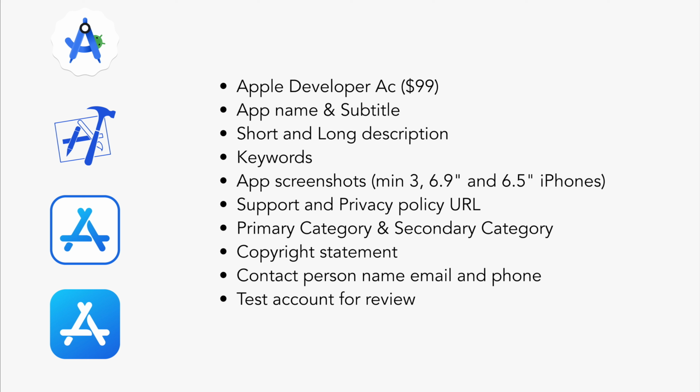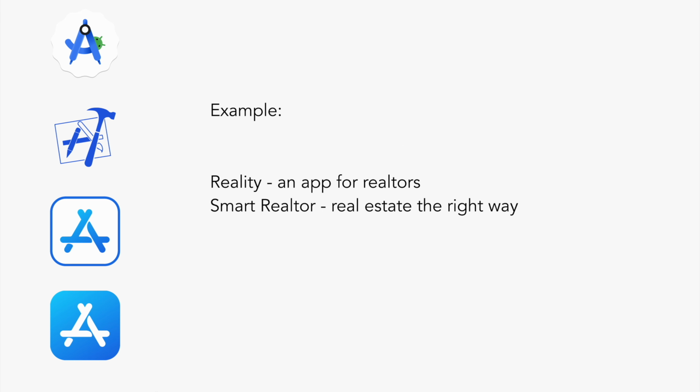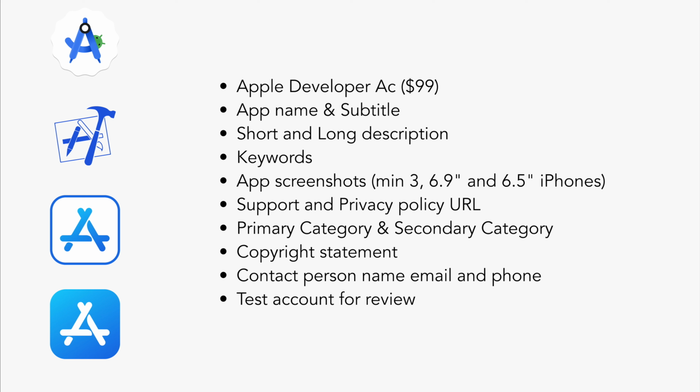And for the app name, you want to choose something unique and catchy, and the subtitle appears right under your app's name. So keep it short but impactful, like Reality, an app for realtor, or Smart Realtor, real estate the right way. For the short description, just a quick summary of what your app does, and for the long description, you go all out. Explain the key features, benefits, and how your app makes life easier for your users. For the keywords, choose the right keywords so people can find your app easily in the App Store search.